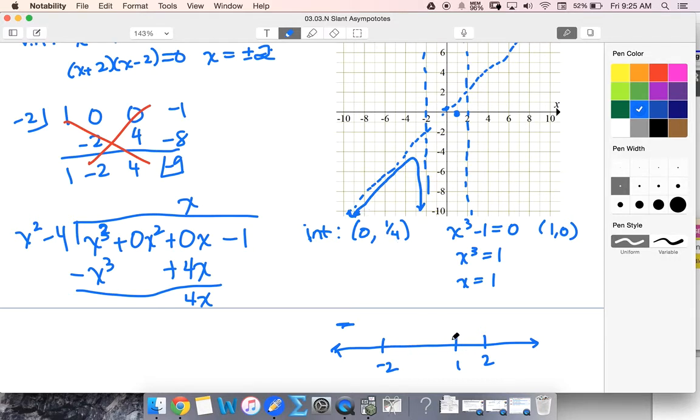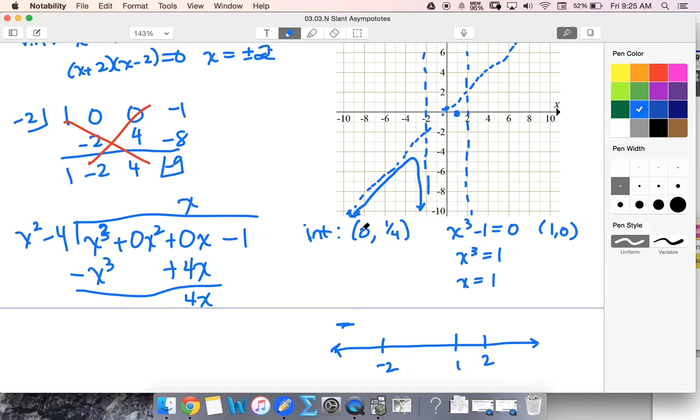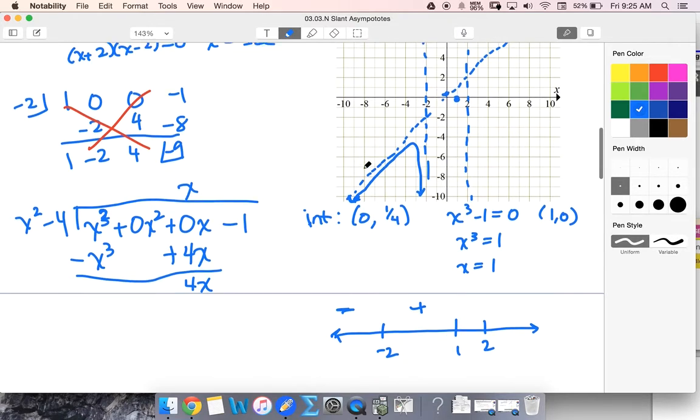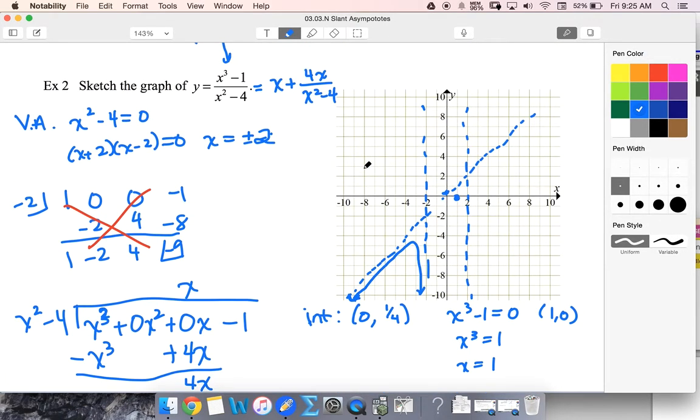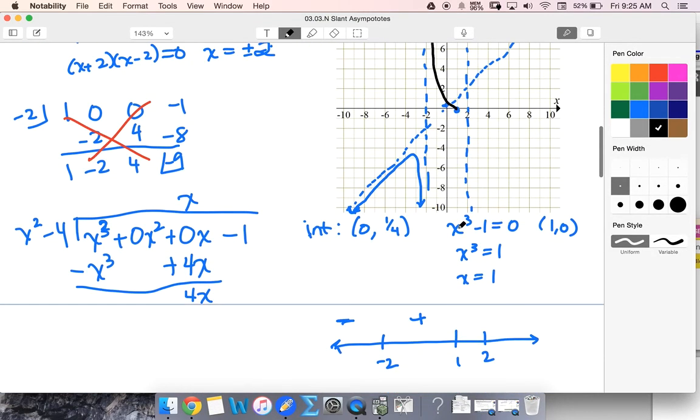Between negative 2 and 1 is 0. We already know at 0 that the y value is positive 1/4. So from negative 2 to 1, all of my y values are going to be positive. So I'm going to switch over to black. I'm going to have positive y values up until 1. And now we want to know, are we going to flip back up or are we going to continue down? So from 1 to 2, that's a value like 1.5 or 3/2.